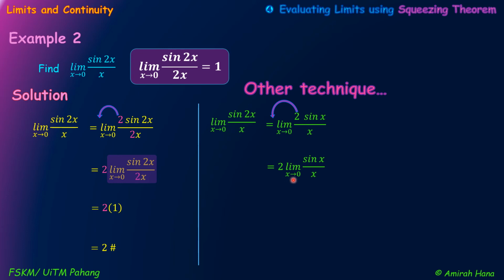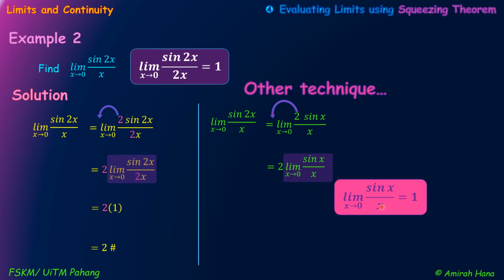2 limit x approaches 0 sine x over x. Then from here, we can use the squeezing theorem when we have the denominator exactly equal to the argument of sine. From here, limit x approaches 0 sine x over x equals 1 using the squeezing theorem. Then we have 2 times 1, and it equals 2. When we compare, we get the same answer.